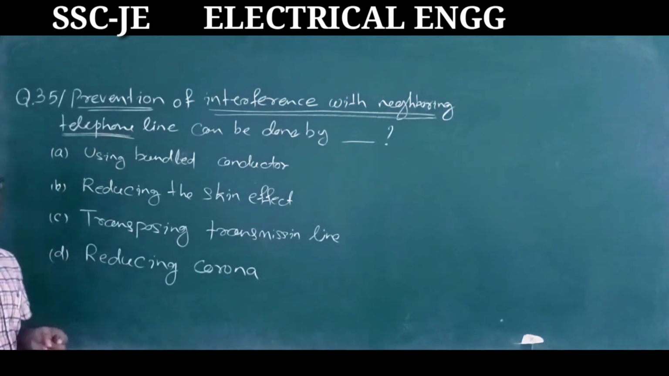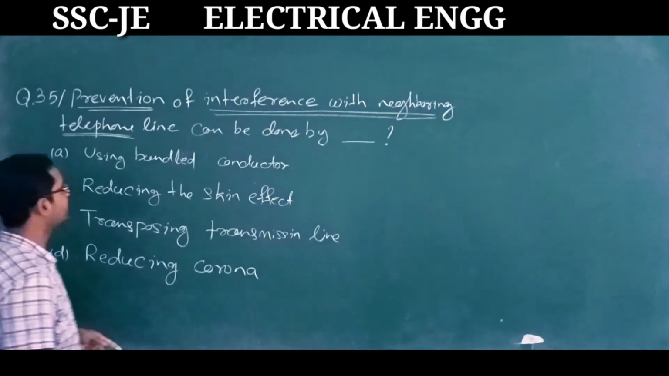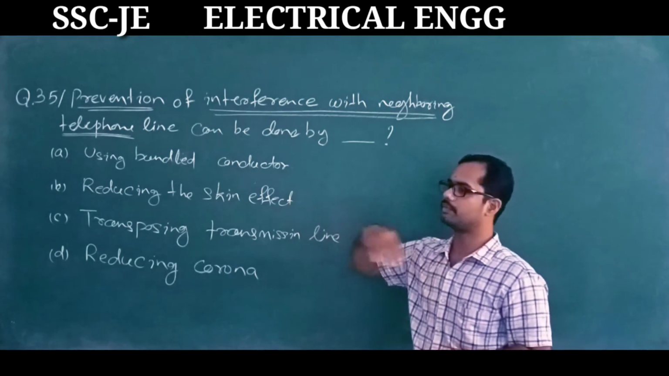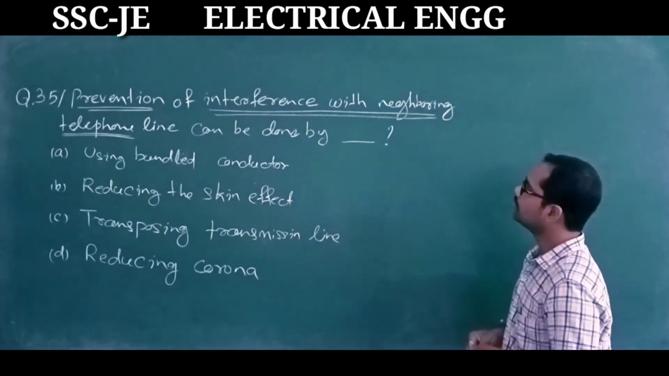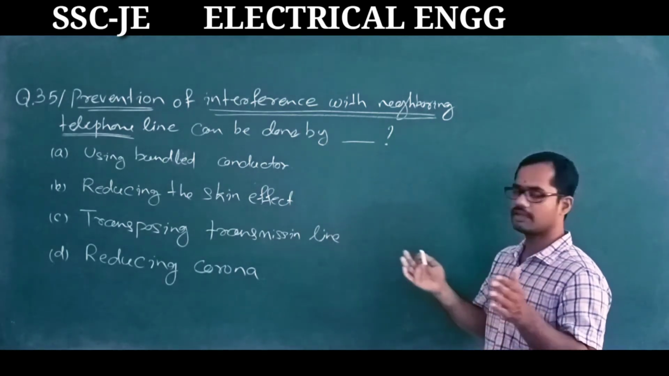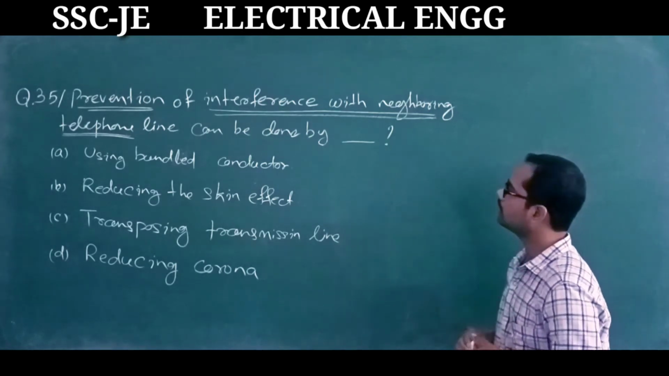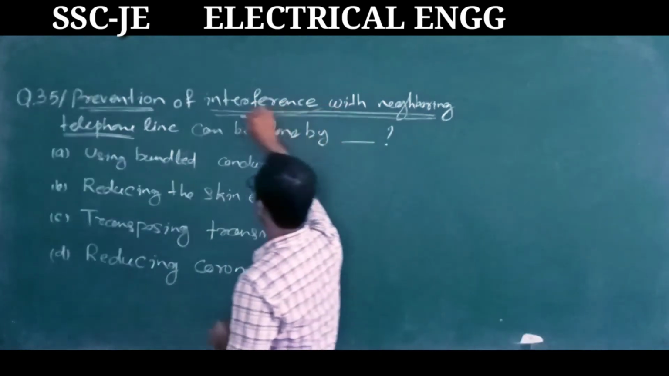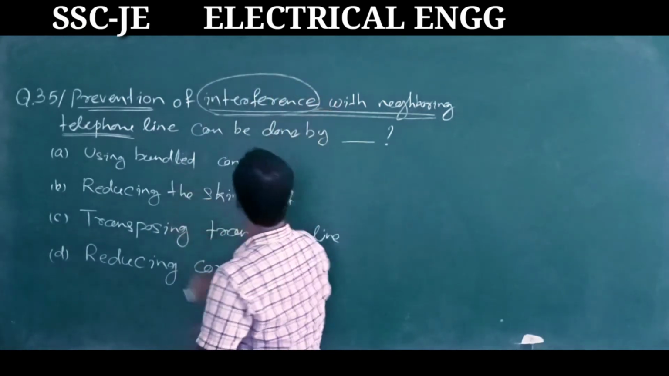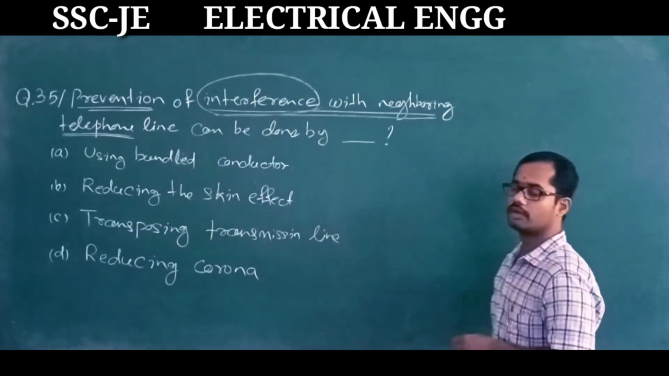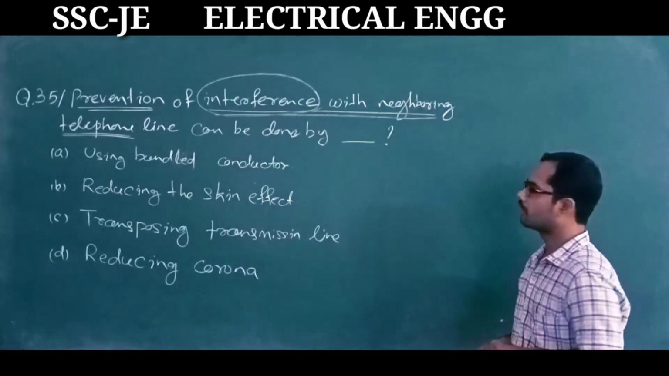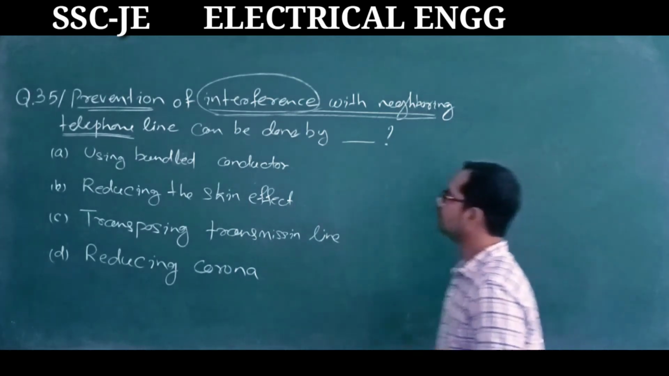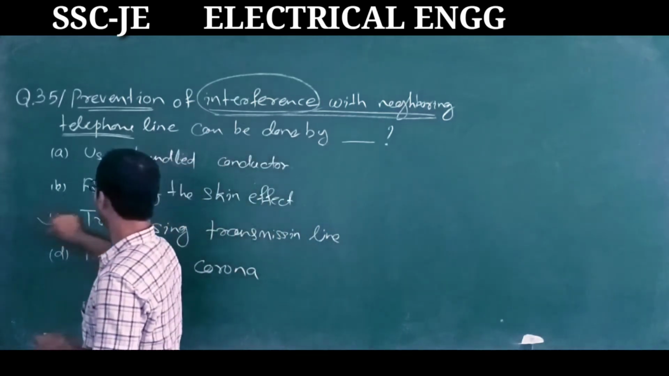So basically your transmission line as well as your telephonic line are both running in parallel. Due to the presence of the nearby transmission line and your telephonic line, there is some interference present in your telephonic line. So due to that some disturbance will occur. To eliminate that disturbance, we have to transpose the transmission line.